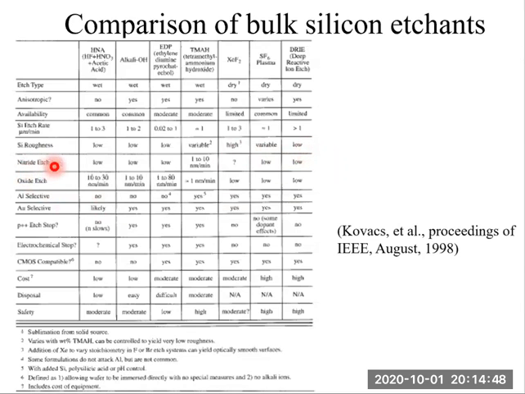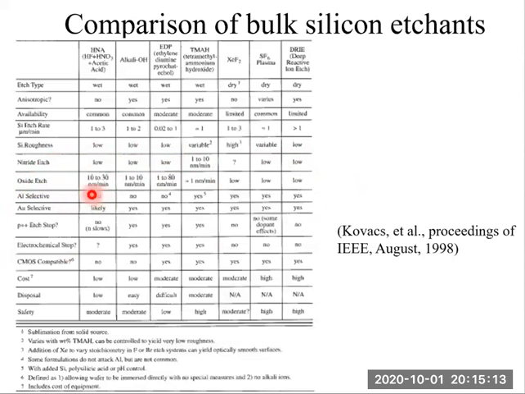Nitride etch: low, low, low, like 1 to 10 nanometers per minute. Xenon difluoride also very low. Low, low. So silicon nitride is an excellent etching mask for all these silicon etchings.